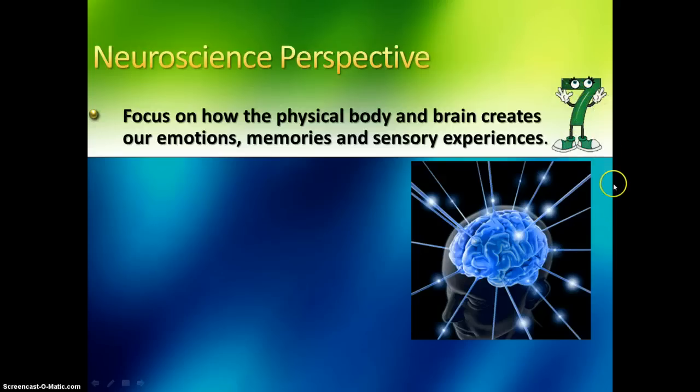Her name is Cindy. That's the name I just came up with. So our first perspective is the neuroscience perspective. I know we're kind of new in psychology here, but neuro is brain. We're talking about the brain. And so obviously in this perspective, we're going to focus on how the body and the brain influence our emotions, our memories, and our sensory experiences. That's actually going to be our first unit after our introduction. We're going to be talking about the body and the brain.